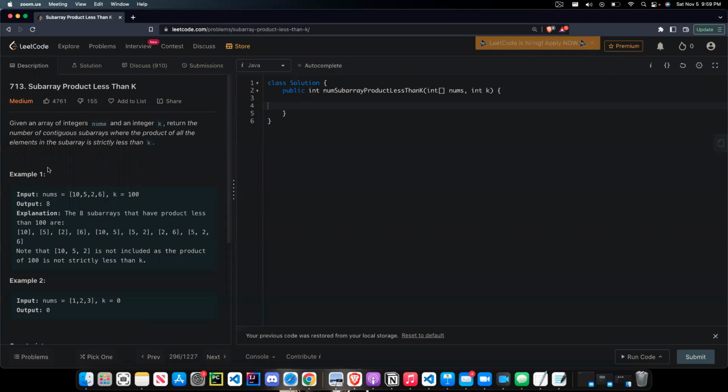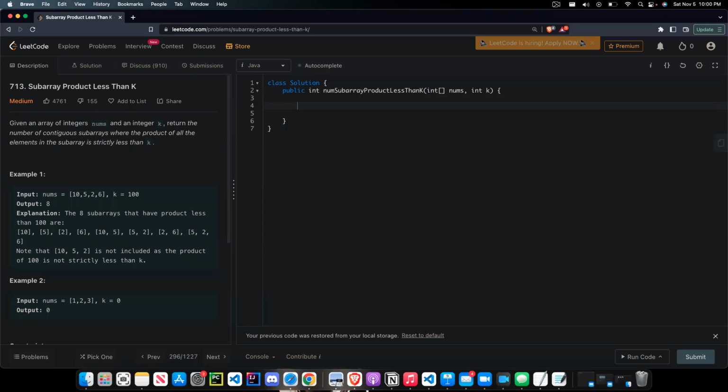So here we're solving LeetCode number 713, subarray product less than k. The idea here is we want to essentially find the number of subarrays whose product is strictly less than k. In other words, we can't have a product that is less than or equal to k. It has to be strictly less than k, in that it cannot be equal. So that's the idea here.